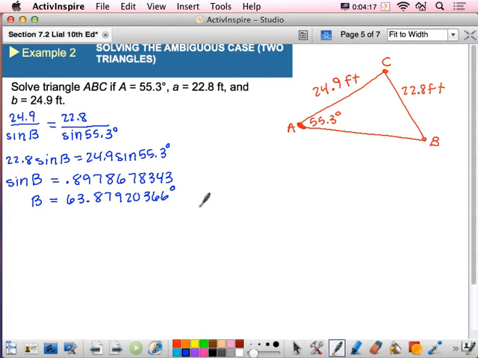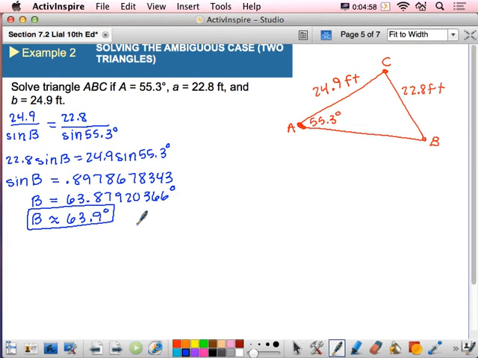So we think that B is around 63.87920366 degrees. And for this problem, we only need three significant digits. So we would say that that's about 63.9 degrees. That's what we think little b is. And we got that by inversing 0.8978678343. In which two quadrants can the sine value be positive? The first two. So that means that answer could occur once in the first quadrant and once in the second quadrant. Do you guys understand that?